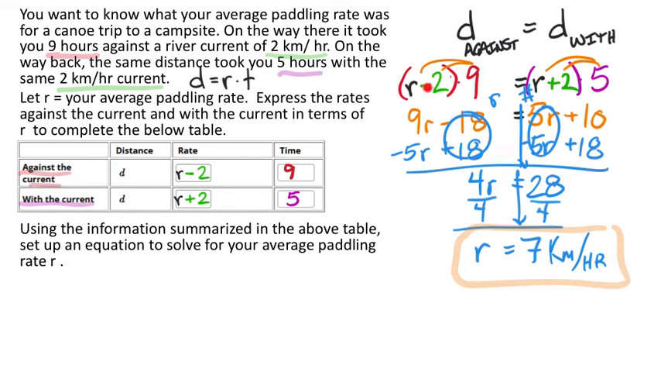And we can check up here back in the original equation. 7 minus 2 times 9 is 45. 7 plus 2 times 5 is also 45. So that checks off. The distance, of course, was 45 kilometers, but I suppose that was kind of a different problem, but we were just checking the equation to make sure it was true.